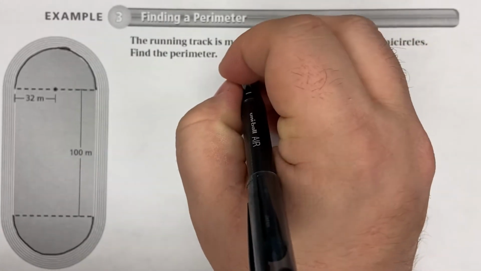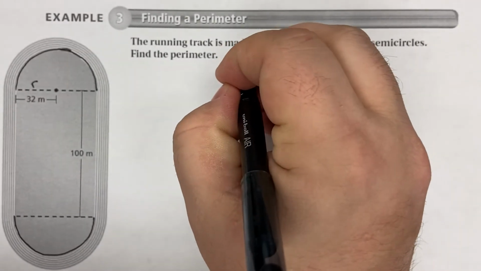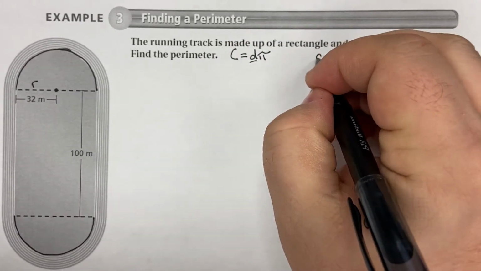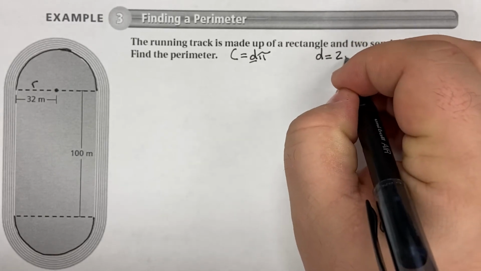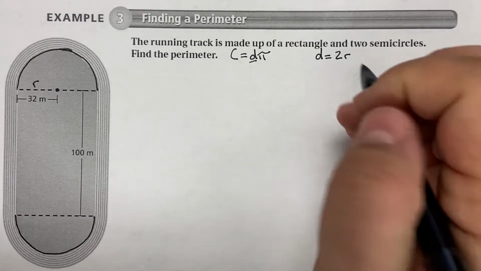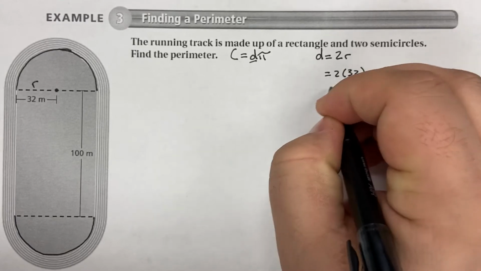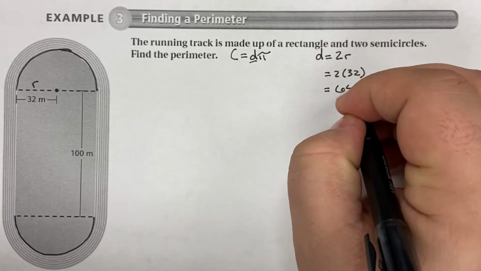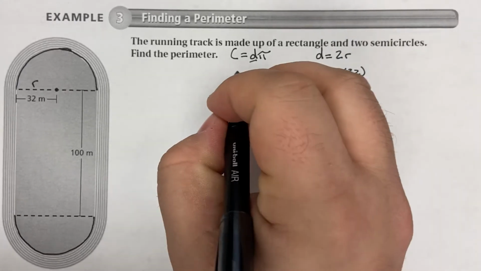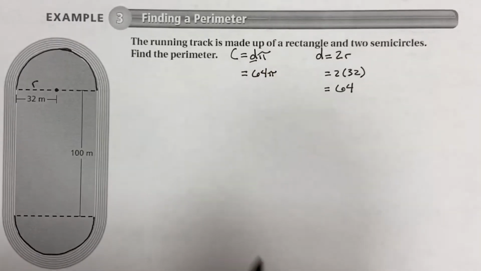Now, a couple of things I have to realize is right now I have a radius, not a diameter, and circumference asks for diameter. So I have to say, well, diameter is equal to 2 radii. I have a radius, so I plug my radius in and I get diameter equals 2 times 32, which means my diameter is 64. Normally we'd be done, but we actually have to use this to plug in over here. So now I'm going to get circumference is equal to 64 times pi.